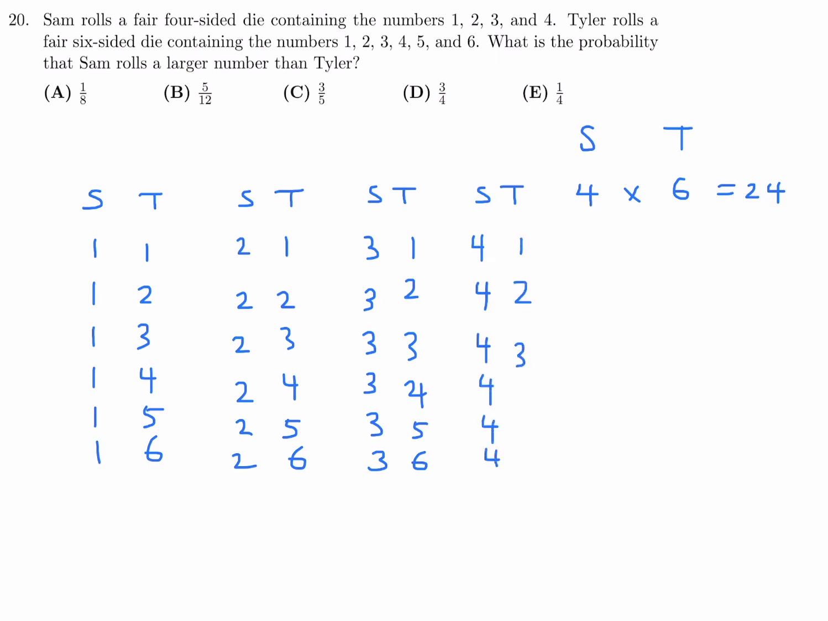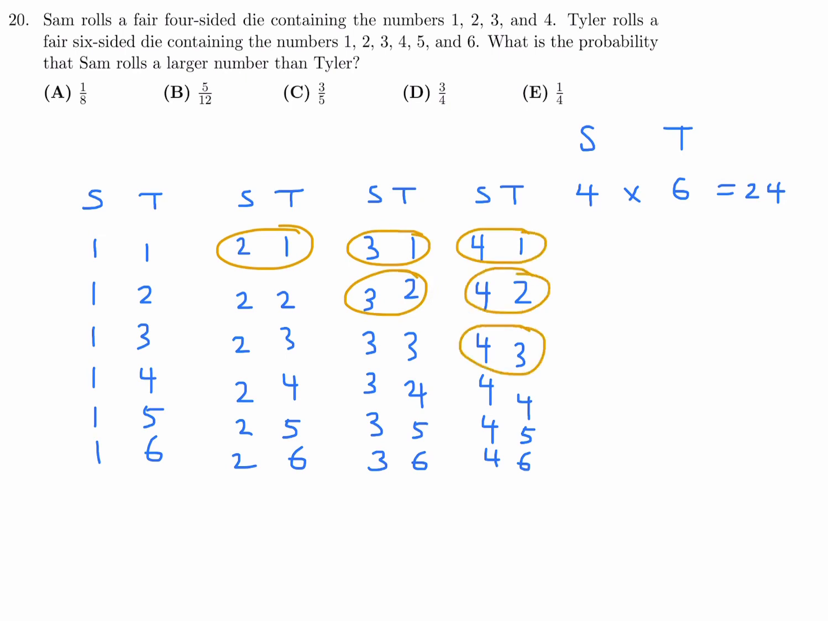Okay, now what we have to do is find out which one of these is such that Sam's roll is greater than Tyler's roll. Okay, this one, this one, this one, this one, that, and that. Those are the only ones where Sam rolls a number greater than Tyler. Well, of the 24, how many did we circle? 6. And that's it. 6 over 24. That's our probability. And of course, in lowest terms, that's 1 over 4. So number 20, the answer is E.